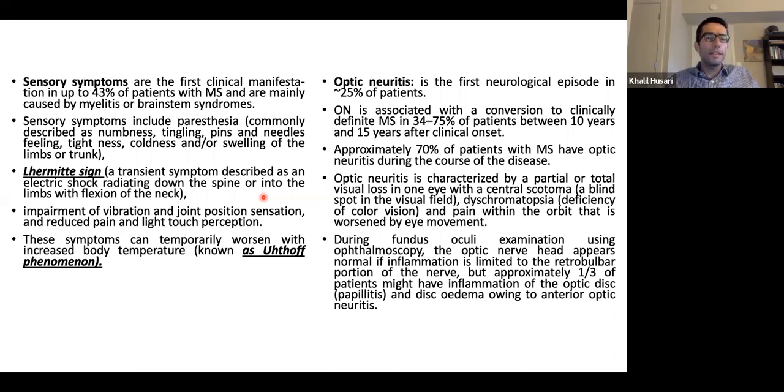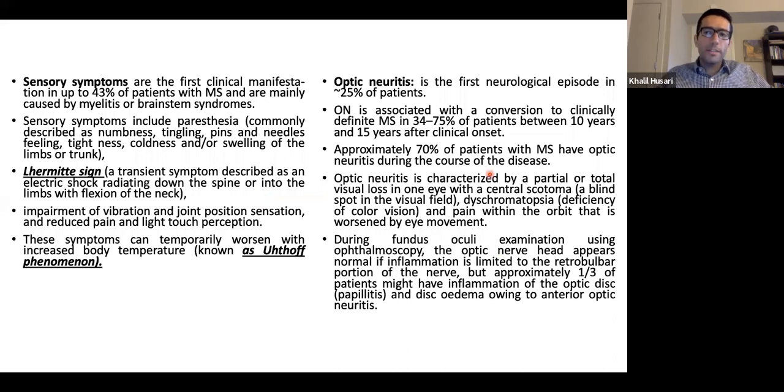All of these sensory symptoms get worse whenever you have increased body temperature. And this is known as the Uthoff's phenomenon, right? And it's the same thing with fever as well. If you are sick, you have a flu and so on, you will get recrudescence of all of the previous symptoms, particularly the sensory symptoms.